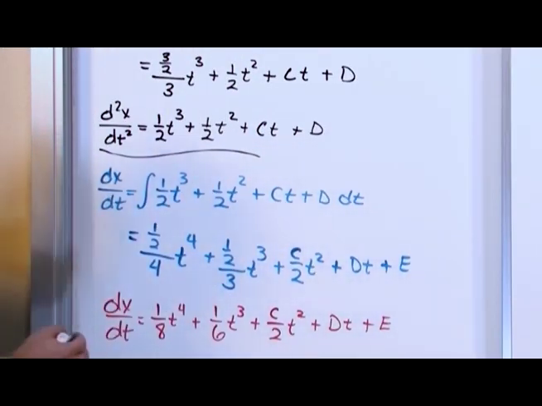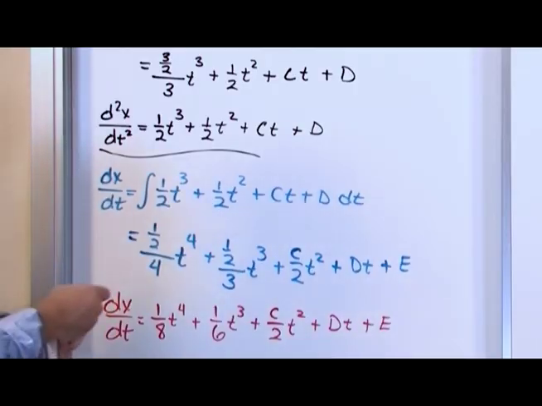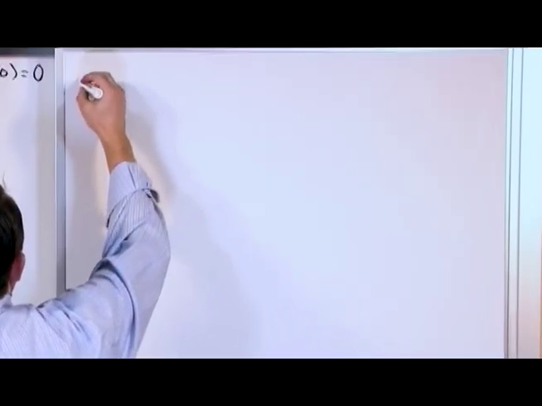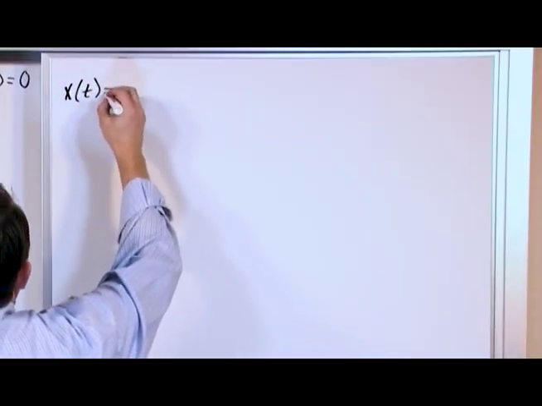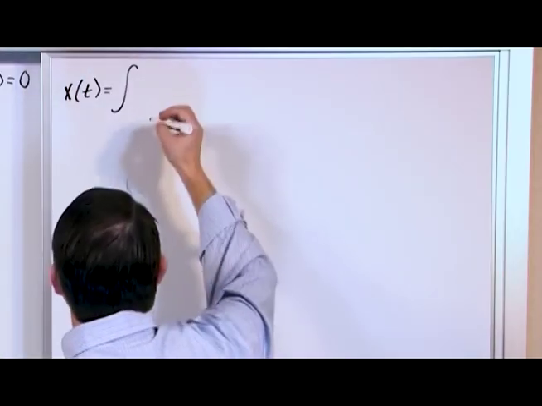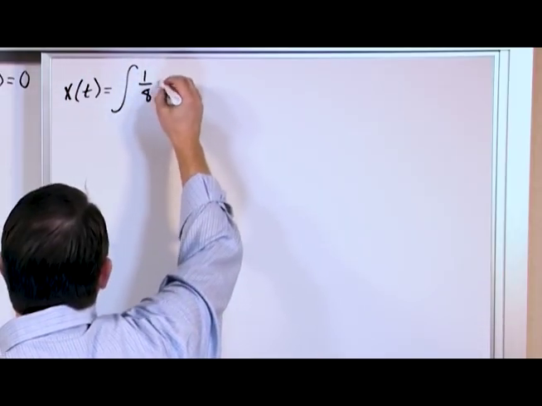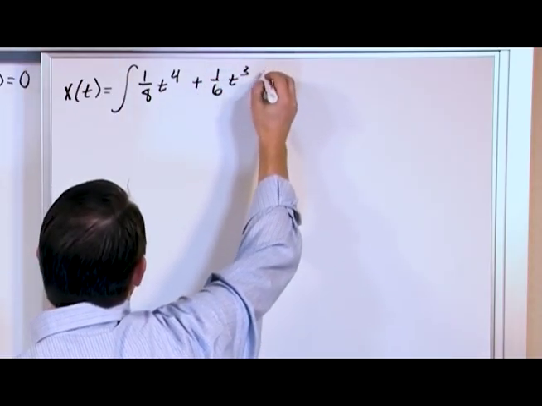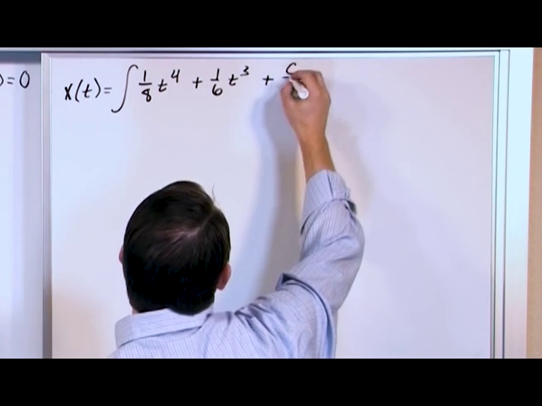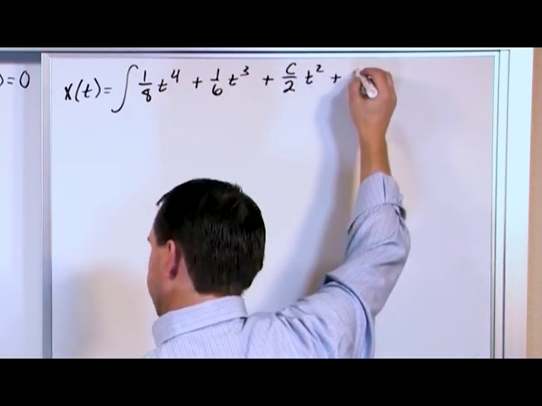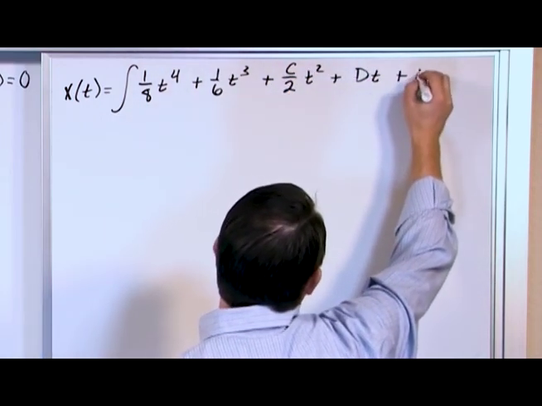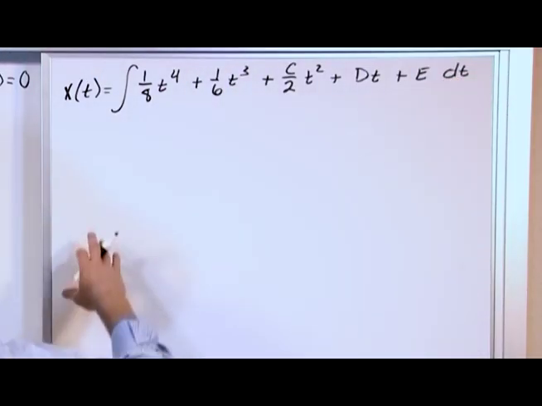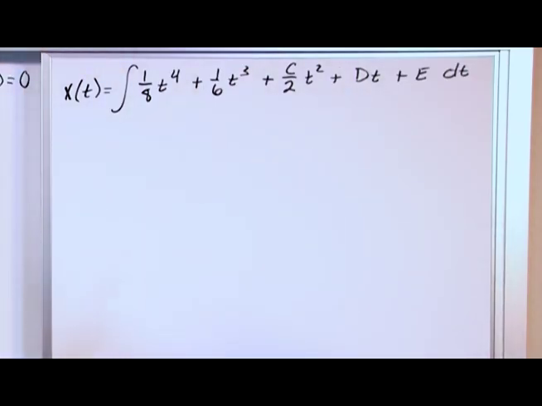Okay, so I found the first derivative, so all I got to do is do this one more time, and then I will get the answer. So let me go over here and rewrite this as the final answer, or getting close to the final one. So x of t is going to be the integral of what I've just found down there. So I'm going to rewrite it. 1/8 t to the 4th power plus 1/6 t to the 3rd power plus c over 2 t squared plus dt plus e, integrated over dt. So getting a little bit tired here, doing it over and over and over again, but this is the kind of thing you'll have in your test.